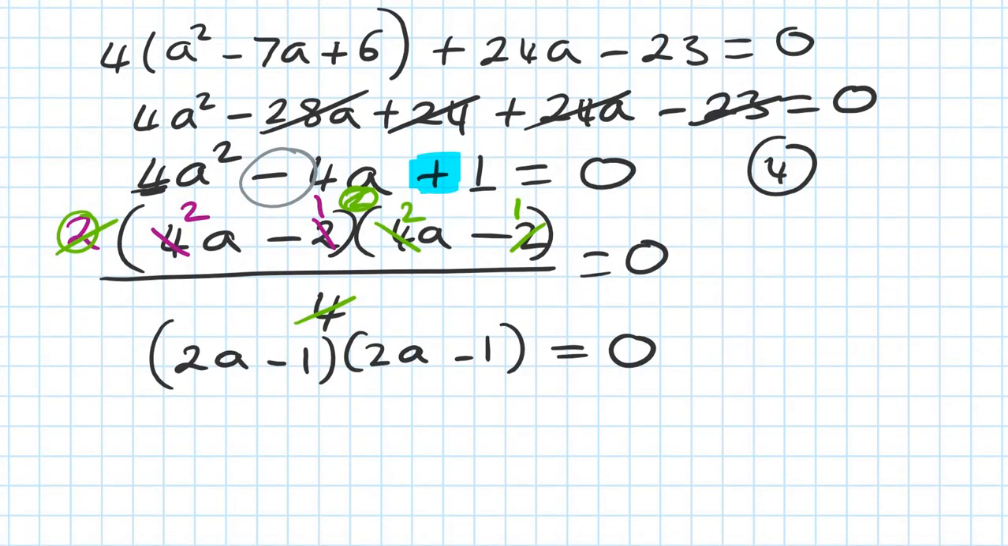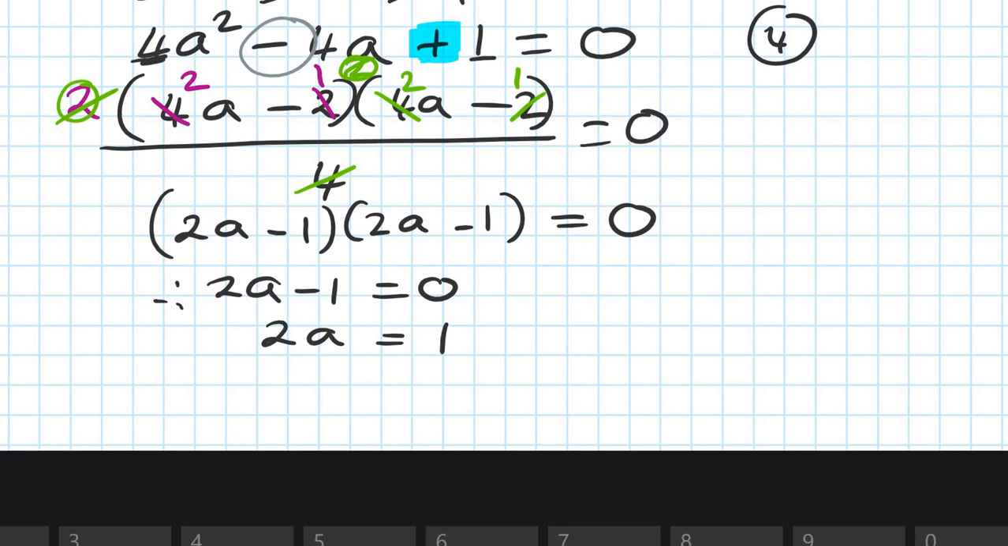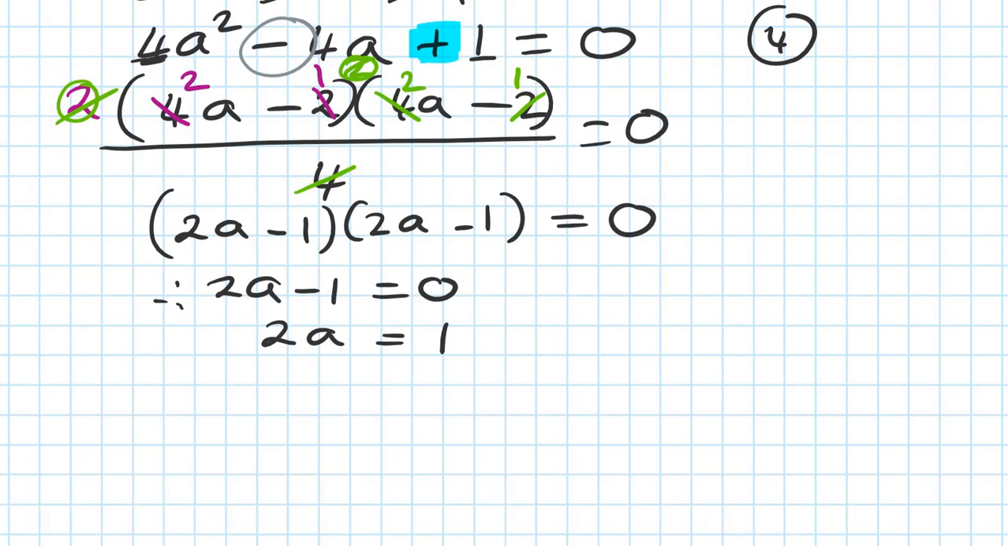So therefore, 2a minus 1 is 0, which means 2a is 1, so therefore a is a half. There you go. Now I found a already. Now I need to find b.